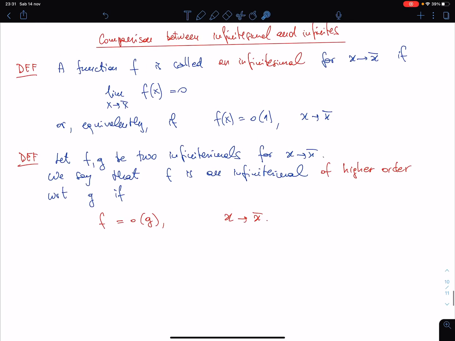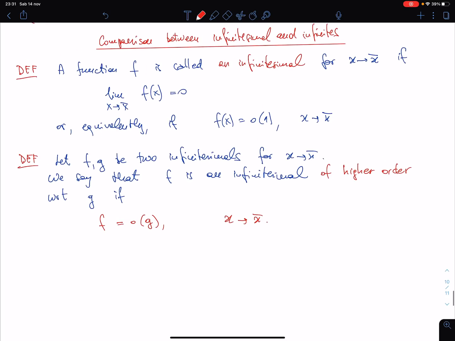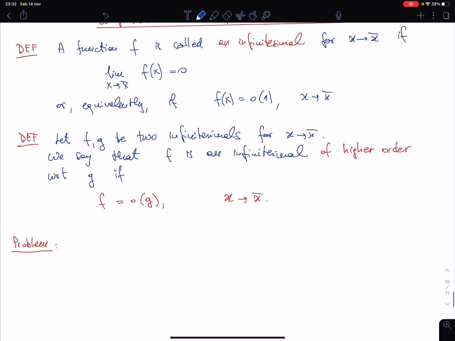So the problem we want to face now is the following: comparing two infinitesimals and deciding which one is of higher order with respect to the other. And the problem is that, in general, comparing two infinitesimals can be a non-trivial task.